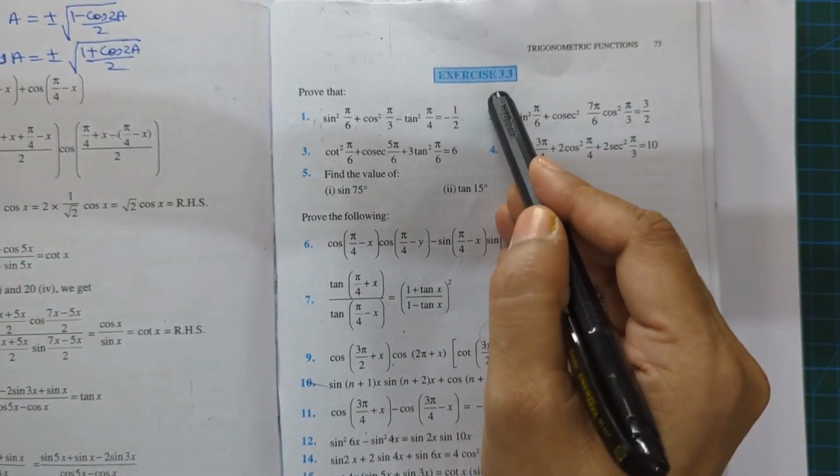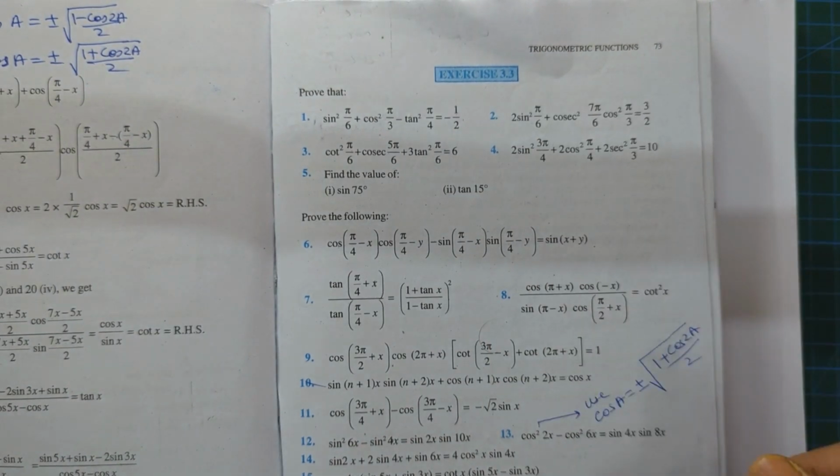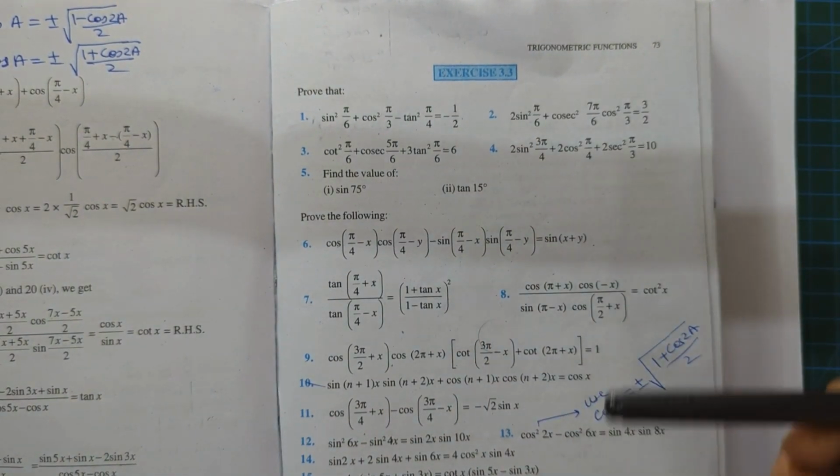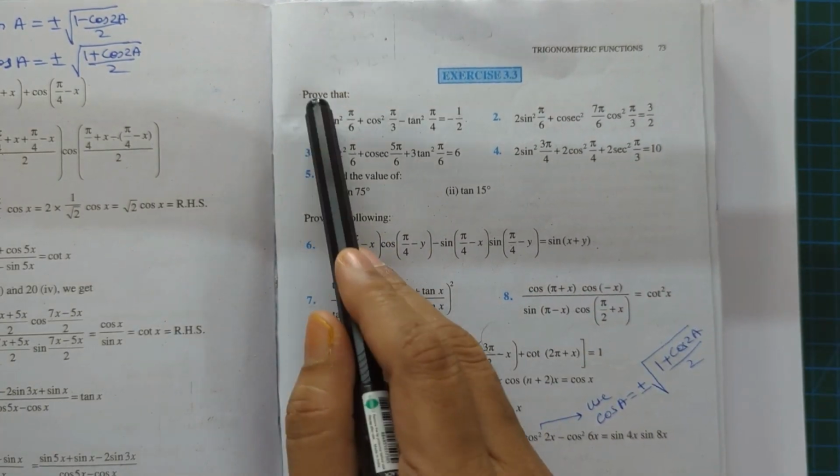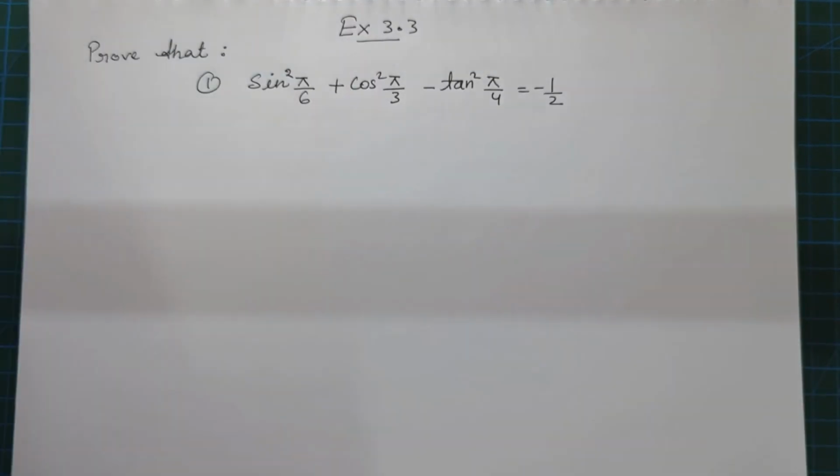Coming to exercise 3.3. This exercise has a good number of questions which are applications of the trigonometric identities that we have derived. Let us begin with this. Prove that, the first bit.